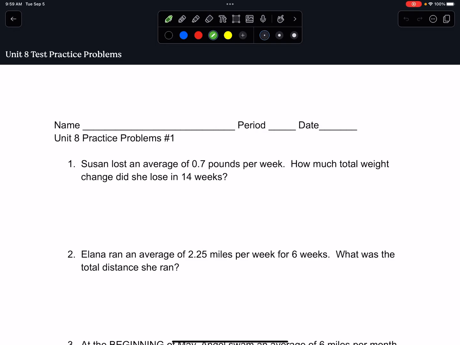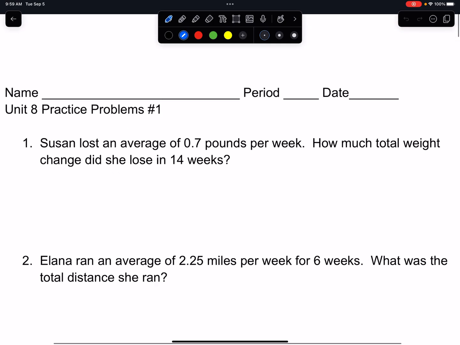Okay, Unit 1, even though it says Unit 8, we are working with our number sense and calculations. So we're going to work with positives and negatives. So this says Susan lost, which would mean a negative, an average of 0.7 of a pound per week. How much total weight change did she lose in 14 weeks?